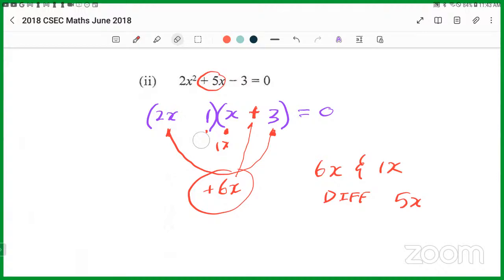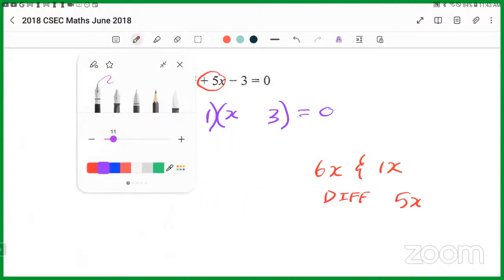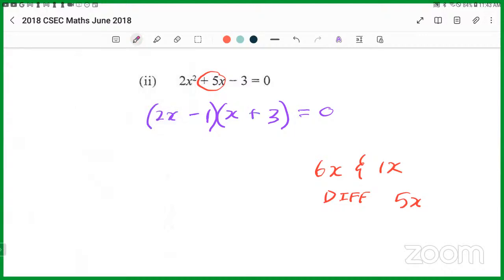So these are the factors. I have to put a plus here and a minus here. And I can double check it. Okay, I can double check it quick now.